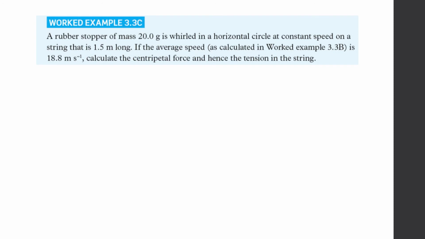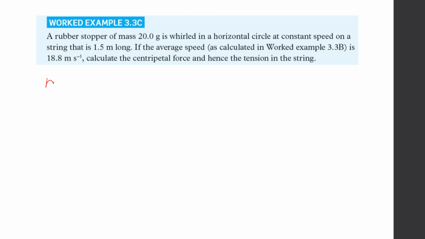Let's apply what we've learnt so far and put it into an equation to work out centripetal force and net force. So a rubber stopper of mass 20 grams is whirled in a horizontal circle at a constant speed on a string that's 1.5 meters long. This is the same as the last worked example we were doing. If the average speed, as we calculated, is 18.8 meters per second, let's calculate the centripetal force and the tension in the string. So first let's start by writing what we know.